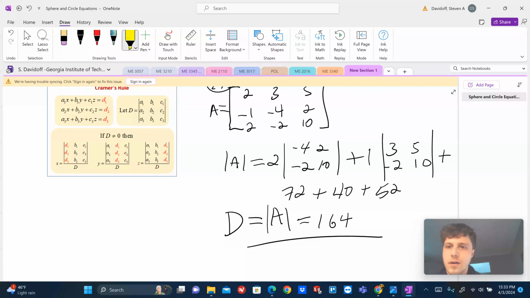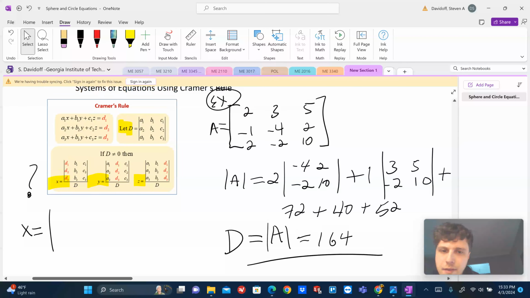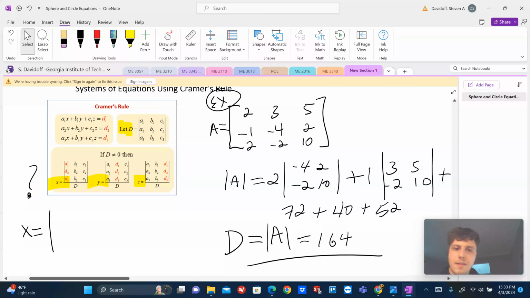So basically, I'm at this point. I solved for my D. Now I'm going to come down to this point, right? Because now I want to find what my solutions are, my X, Y, and Z's. Those are my unknowns. I'm just simply going to plug into these matrices. And now D1, D2, and D3 is everything on my left side of the equation.